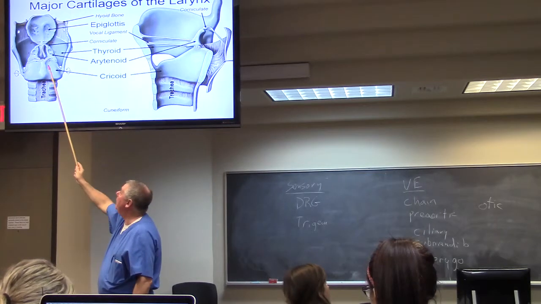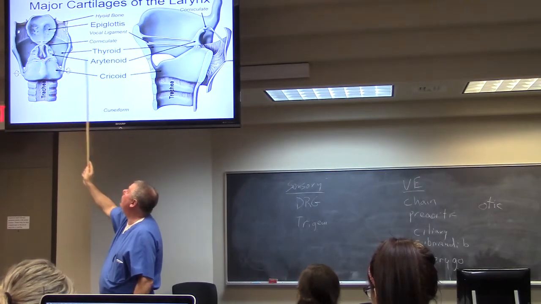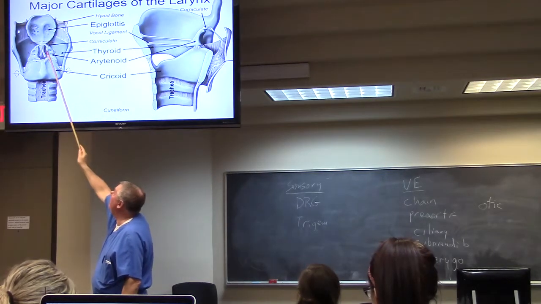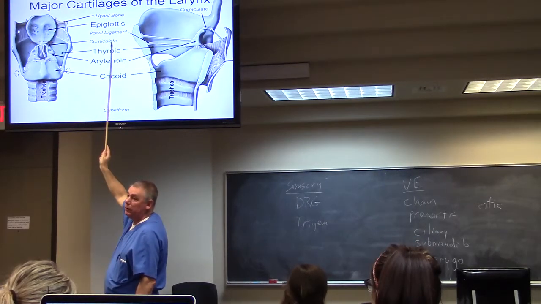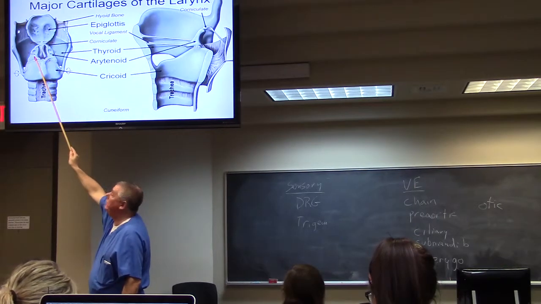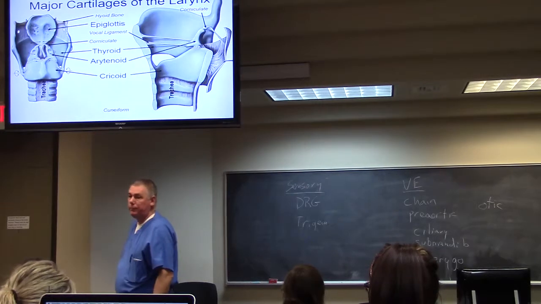Sitting on top of the back of the cricoid cartilage are these two cartilages called the arytenoids. On top of the little arytenoids are the corniculate cartilages. You can forget those. Focus on the arytenoids, the cricoid, and the thyroid cartilages.